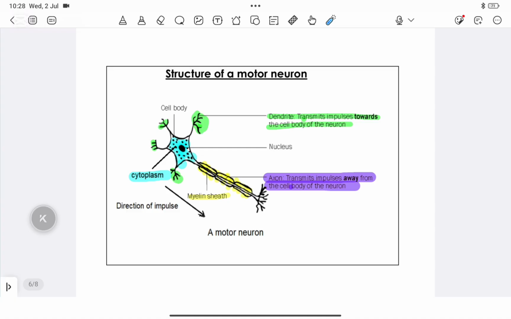Now we've been seeing this word axon quite a few times here. What is it? The axon is in between the myelin sheaths, and its job is to transmit impulses away from the cell body of the neuron. So that is the structure of the motor neuron that you have to know. You have to know each part, and you have to know what purpose they serve.